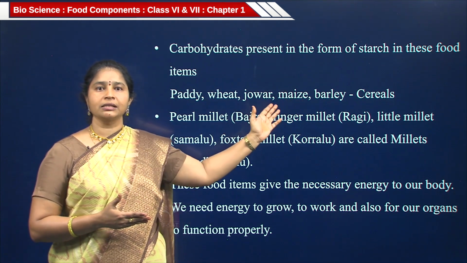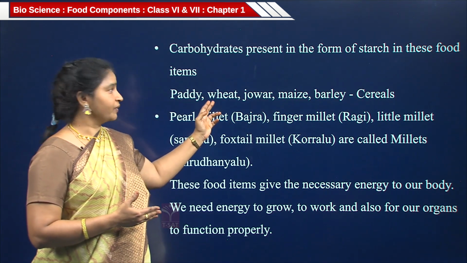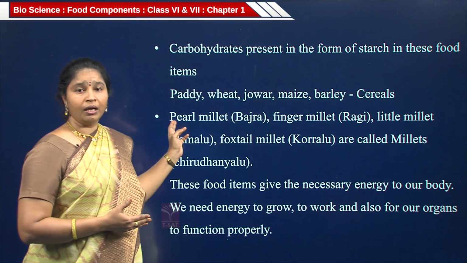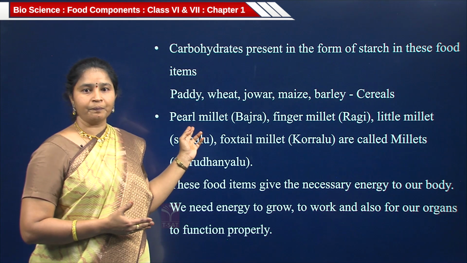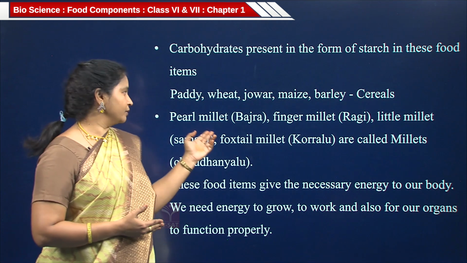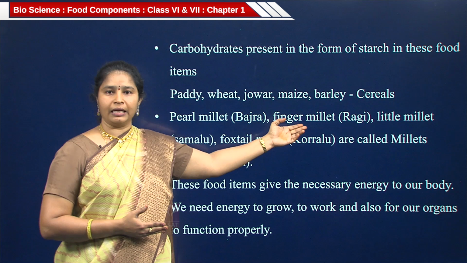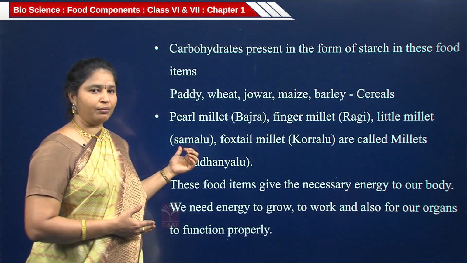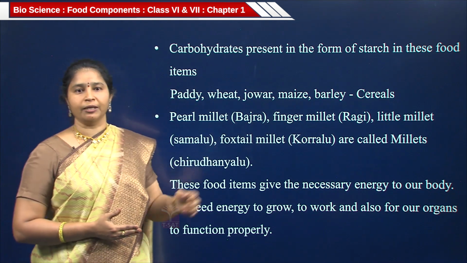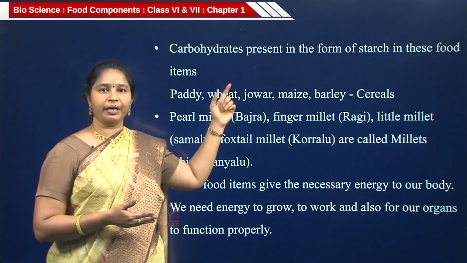These are called cereals. Paddy is vari, wheat is godhuma, jowar is jonnalu, maize is mokkajonna, barley. Another kind of grains are called millets. These millets also contain carbohydrates. Pearl millet we call bajra, sajjalu. Finger millet, ragi, little millet samalu, foxtail millet korralu are called millets or chirudhanyalu. Nowadays people depend more on chirudhanyalu when compared to cereals.